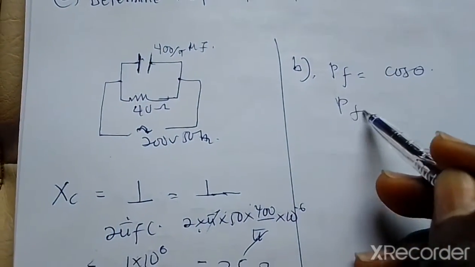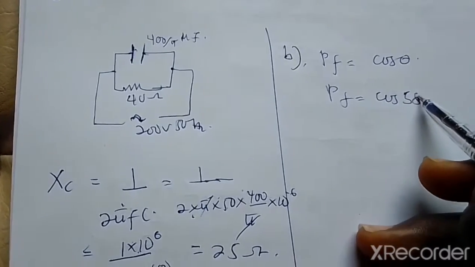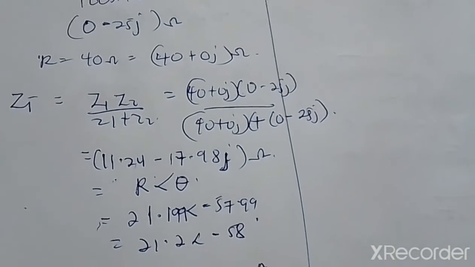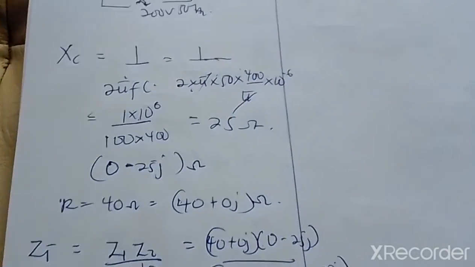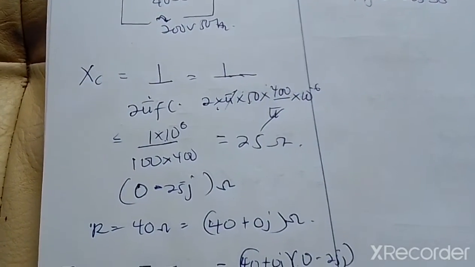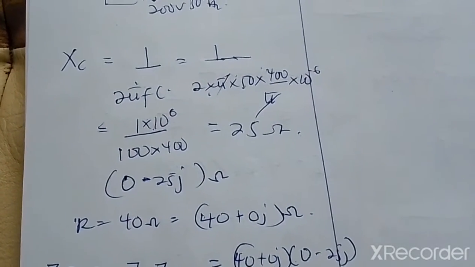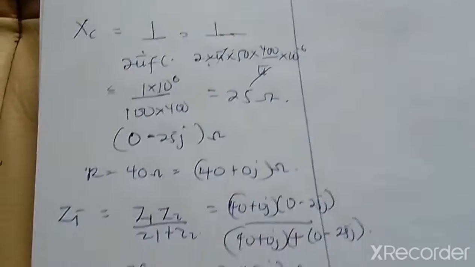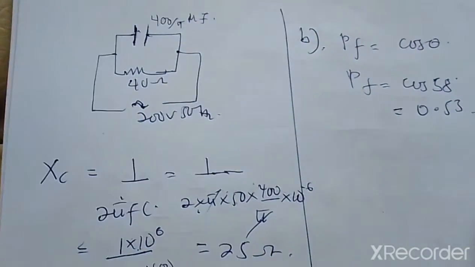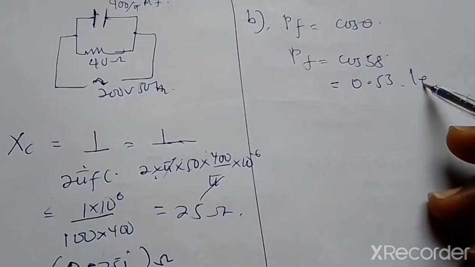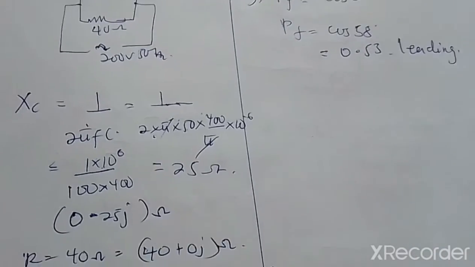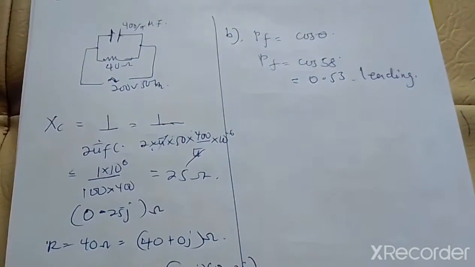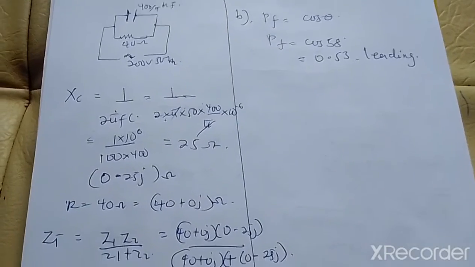So our power factor is simply cos 58 degrees. That is 0.53. Now, it was positive, so it is leading. When you are asked to find the power factor, you have to indicate if it's leading or lagging. Depending on the sign, if it's negative, then it means it is lagging. If it's positive, it's leading. So you say the power factor is 0.53 leading.